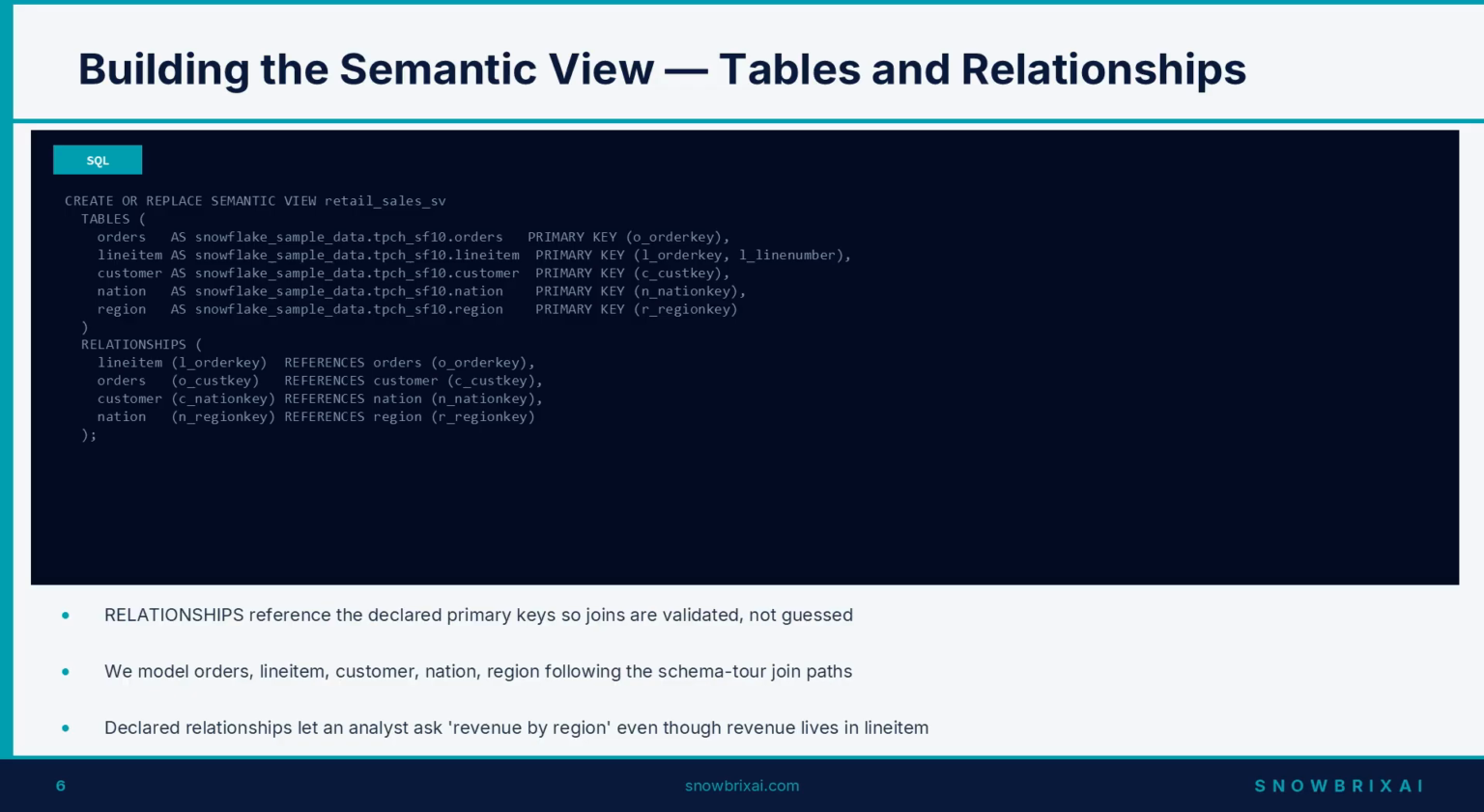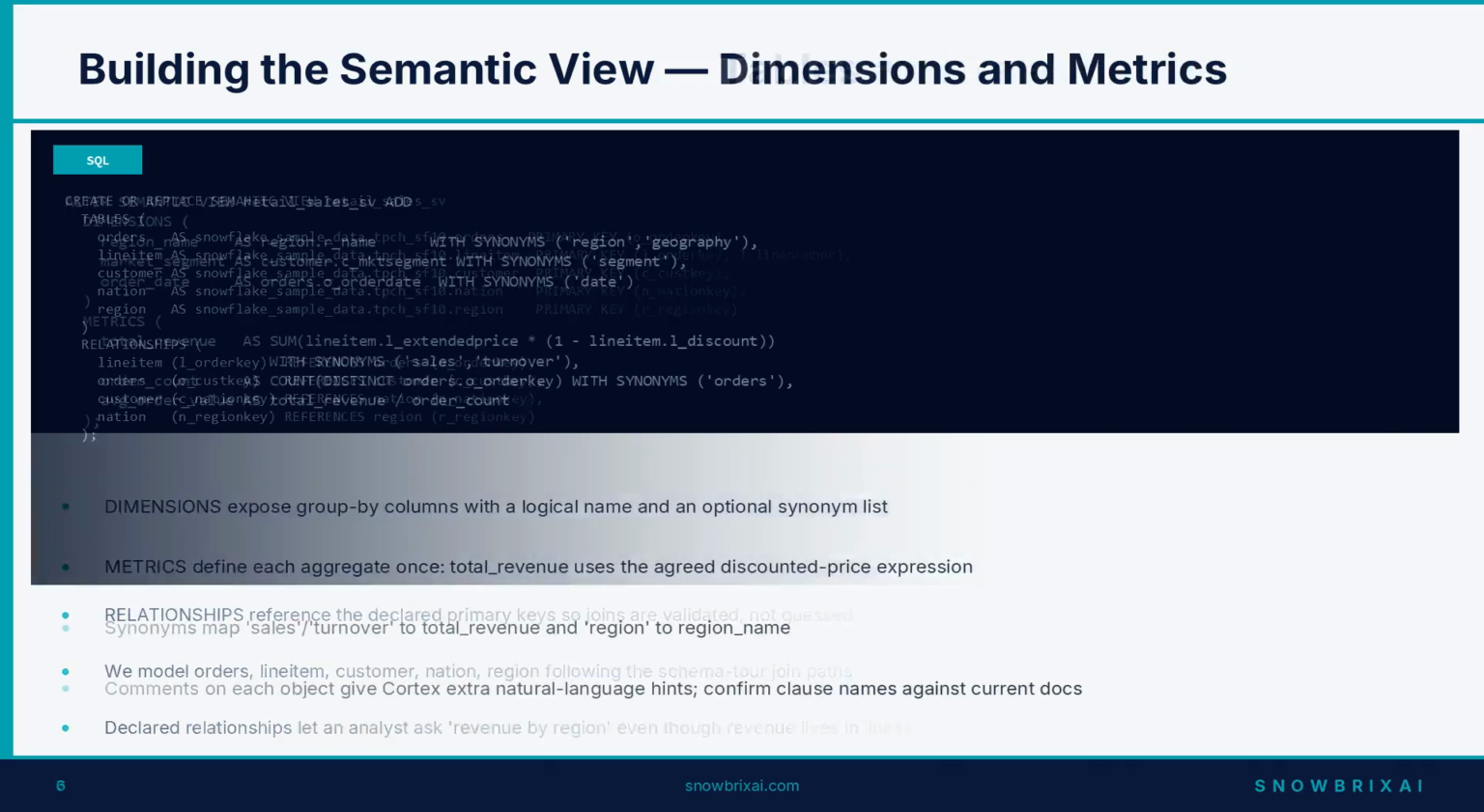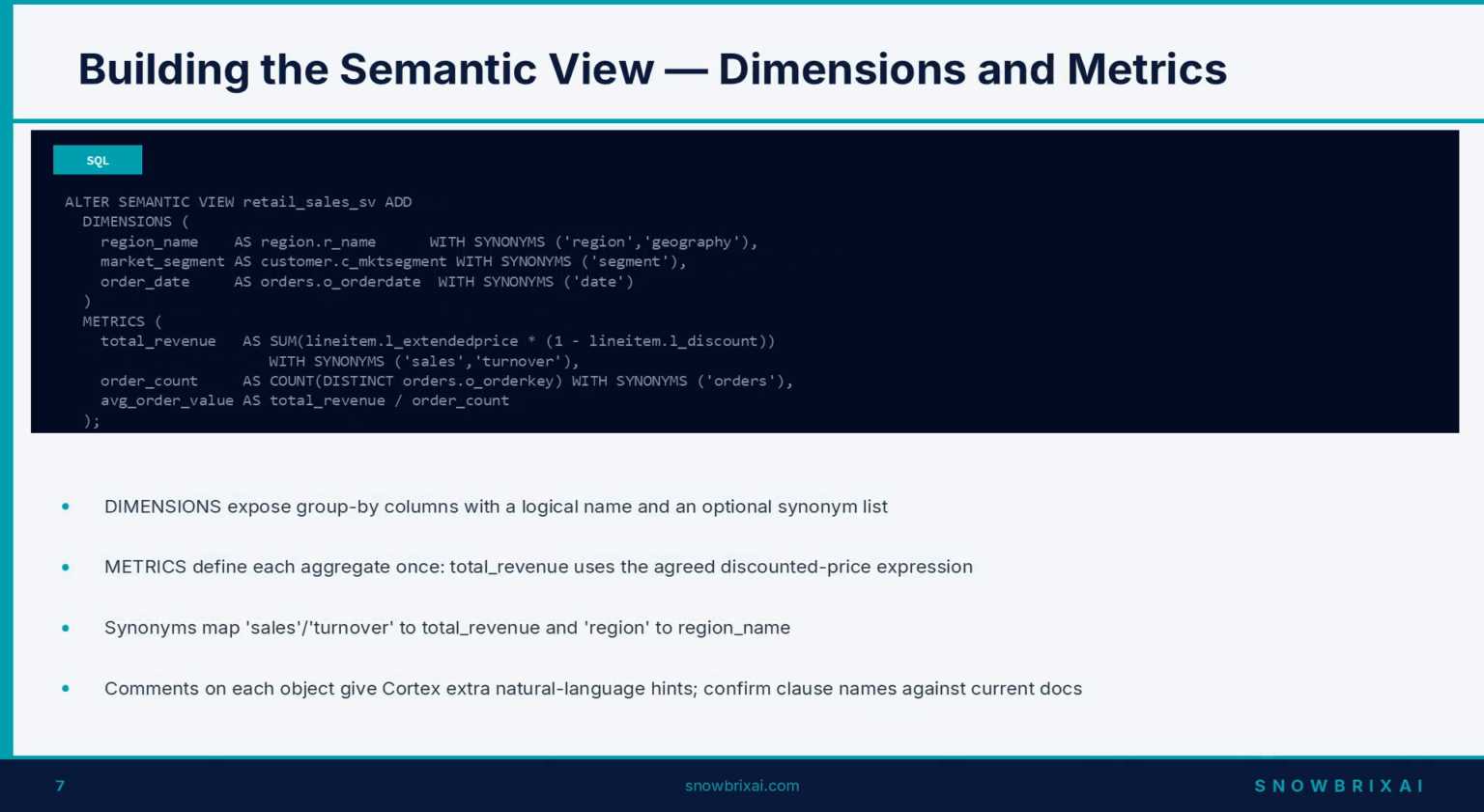And this is the part that matters. Declaring the path is what lets an analyst ask for revenue by region, even though revenue lives down in line item. Next, the meaning: dimensions and metrics added to the same view. Dimensions expose the group by columns, region name, market segment, order date, each with a synonym list. Then the metrics, defined once.